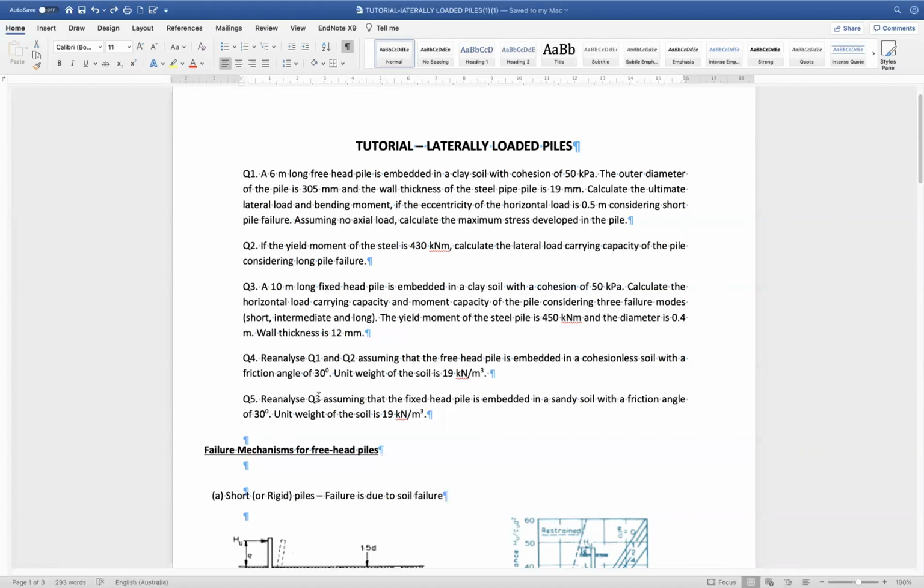And now we need to reanalyze question 3. Question 3 is different from questions 1 and 2 by considering the fixed head pile failure scenario. So the solution is going to be different, because here we're going to have three different failure scenarios: a short pile failure scenario, an intermediate pile failure scenario, and the long pile failure scenario. And that's obviously different from the one we calculated last semester, because it's with sandy soil, a cohesionless soil with a friction angle of 30 degrees, the same as question 4, and the unit weight is 19 kilonewton per cubic meter.